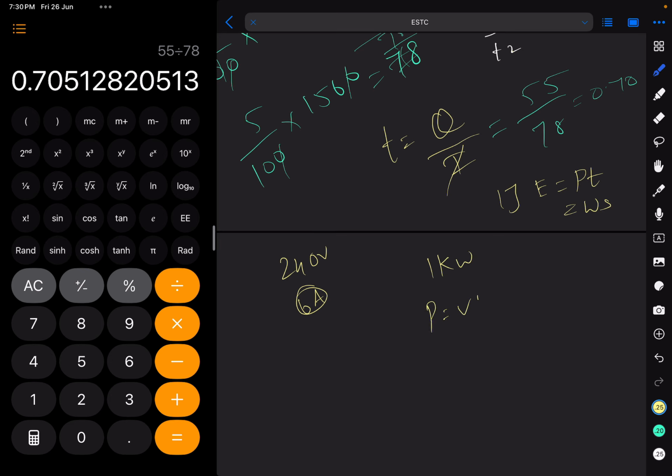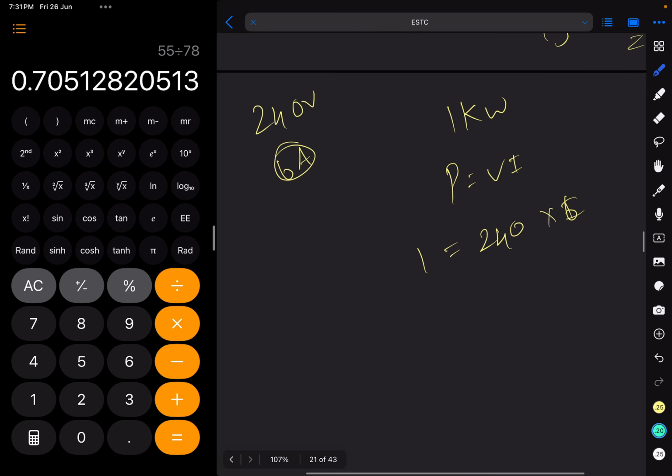So power is equal to VI. 1 kilowatt. Okay, 1 is equal to 240 into I, 6 ampere. Actually, what they are asking is, if I keep the electric toaster at the power of 1 kilowatt with the supply of 240 volt, will it get fused or not? Like, will it burst or not, something like that.